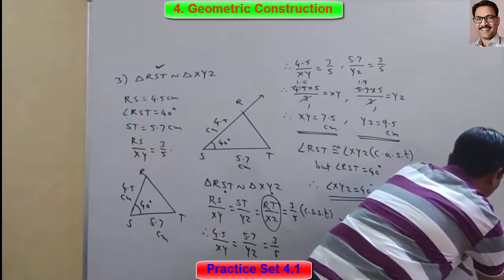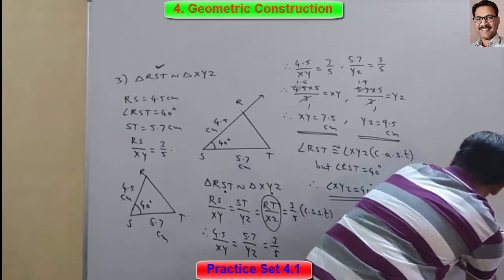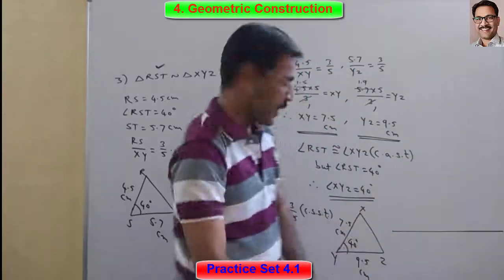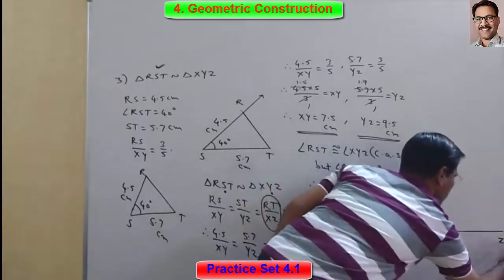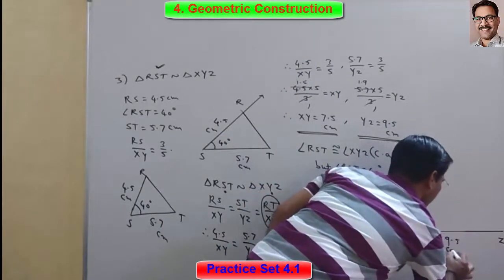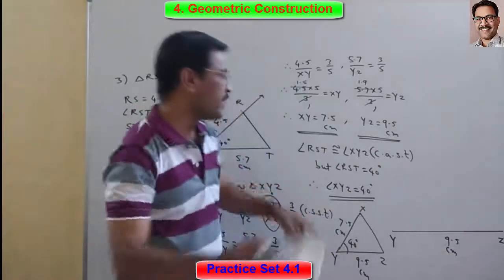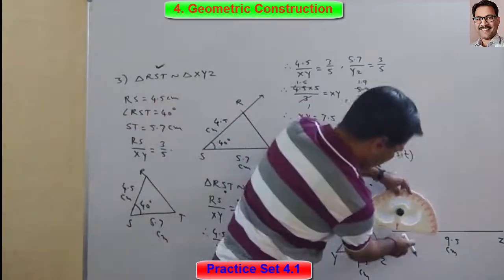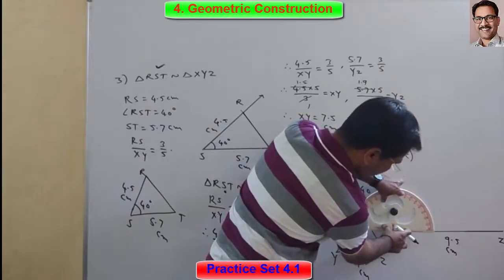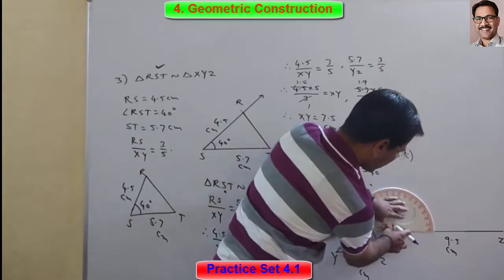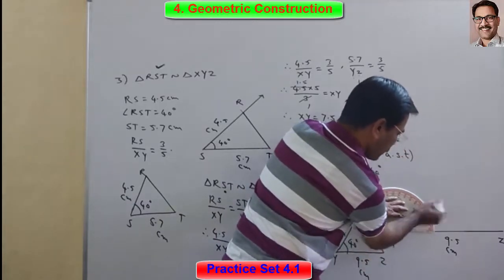Okay, this is the segment of length 9.5. Now what is this here? Y is 9.5 centimeter, and at Y we need what? A 40 degrees angle. So again here we take here, draw a 40 degrees angle. Yes, 0, 10, 20, 30, 40 here.